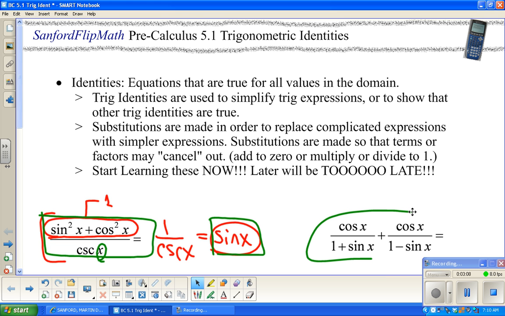All right, so trig identities are used to simplify trig expressions or to show that other trig identities are true, and that's really a 5.2 concept, but we'll be using that idea in a bit. Substitutions are made in order to replace complicated expressions with simpler expressions, like sine squared plus cosine squared happens to be equal to 1. That's much simpler. Or sometimes we'll make some substitutions so that some things will start to cancel out.